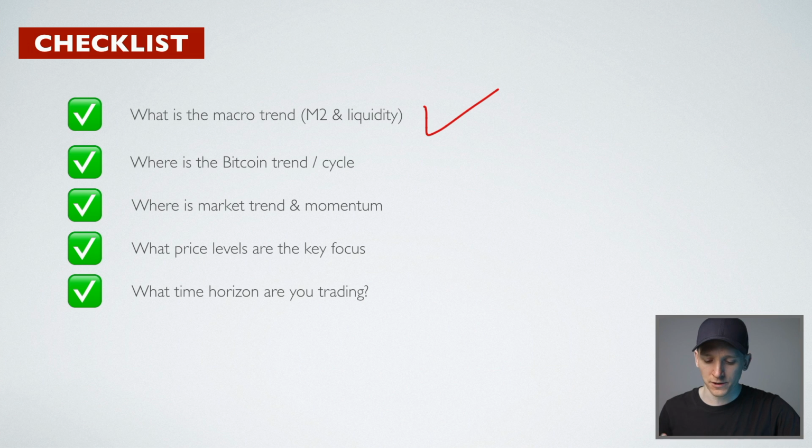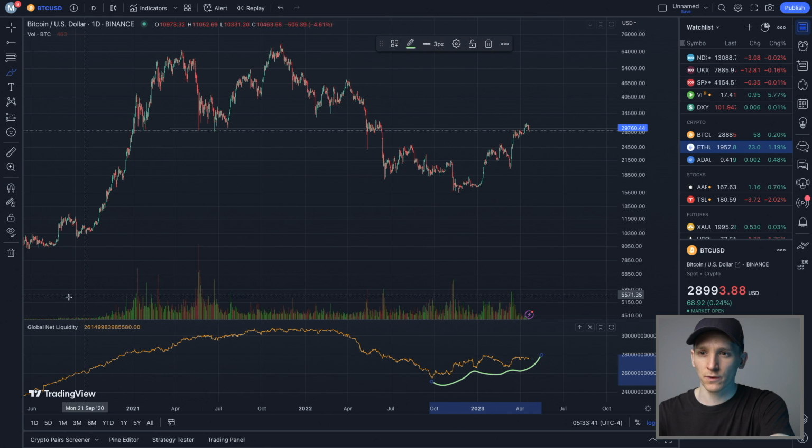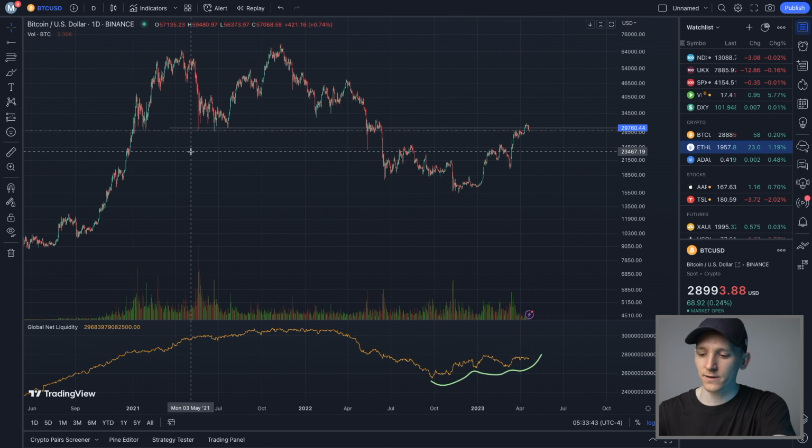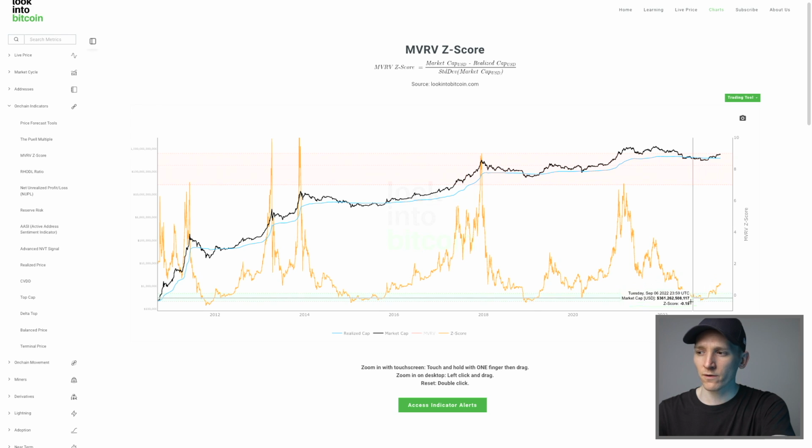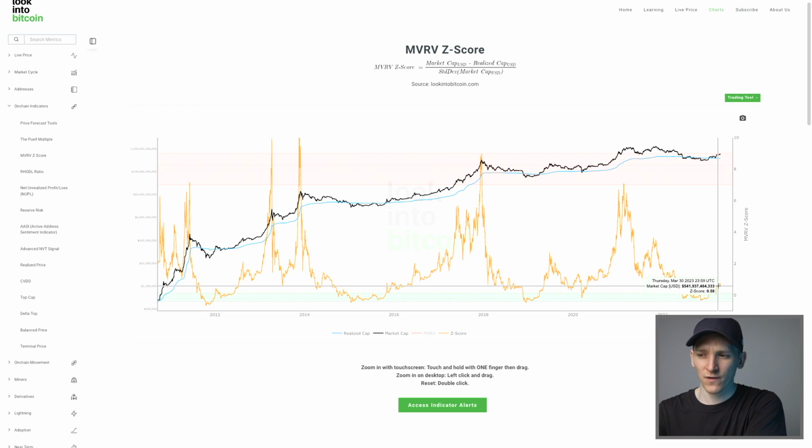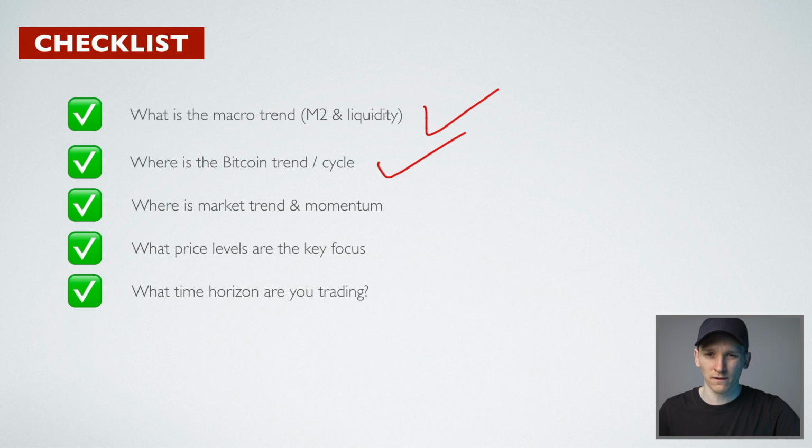So that's a framework initially. Where is the Bitcoin trend or cycle? Again, you can look at on-chain to show you this. And we've seen that the Bitcoin trend and cycle seems to be towards the bottom, trying to move out, which is fairly positive for price. Maybe it's going to come down here again, but fundamentally we assume that Bitcoin is growing and so potentially does usually move out of those zones.